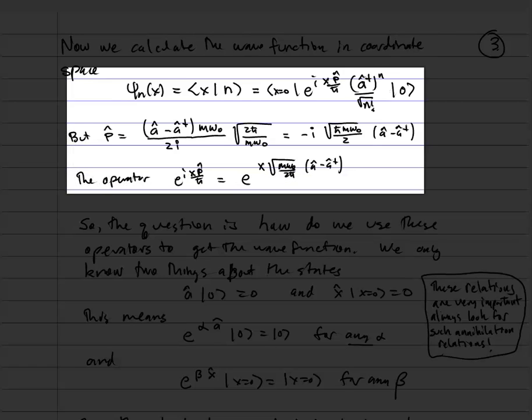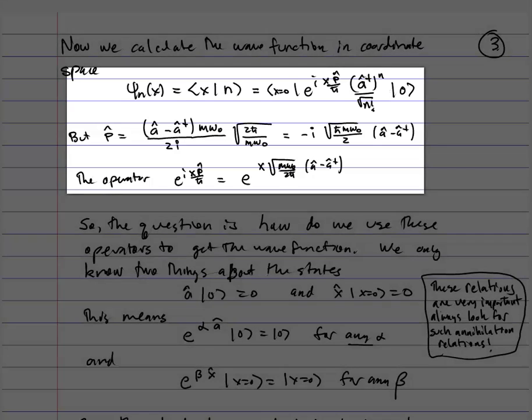Okay? Now, that means that the operator e to the i x p operator over h bar becomes x times the square root of m omega 0 over 2 h bar times (a minus a dagger). The i has actually disappeared because I have an i times a minus i, and that's actually a real exponent that's in there.